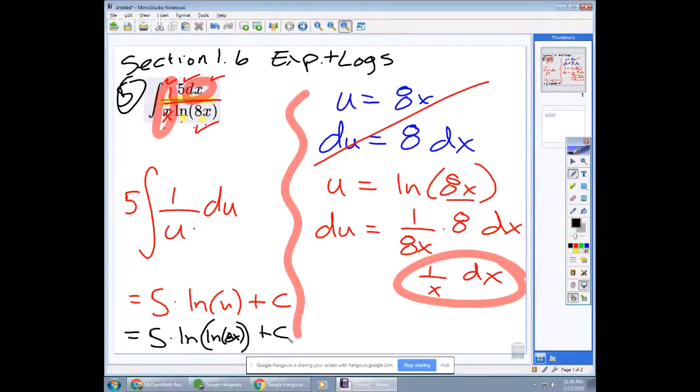Would it be absolute value? It should be absolute value, right? Absolute value goes around the u, so out here is the absolute value. I'm just having trouble typing in my computer. Okay, so how would I type that in? Good question.